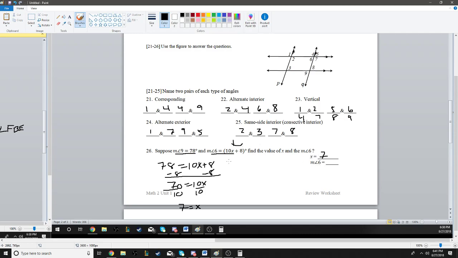So to find the measure of angle 6, you've got to take the 7 and plug it back in. Actually, you don't even need to do that because they're equal. Angle 6 should equal angle 9. So that's 78 degrees. It's always good to plug it back in, though, just to check. 10 times 7 plus 8. That's 70 plus 8 for 78 degrees.